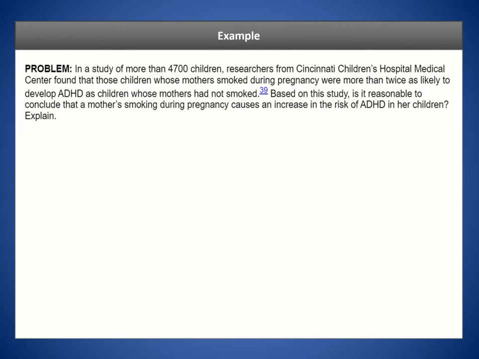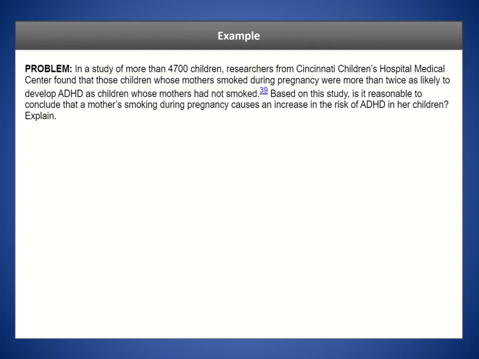In a study of more than 4,700 children, researchers from Cincinnati Children's Hospital Medical Center found that the children whose mothers smoked during pregnancy were more than twice as likely to develop ADHD as children whose mothers had not smoked. So they observed this by looking at a study. Based on this study, is it reasonable to conclude that a mother's smoking during pregnancy causes an increase in the risk of ADHD in her children? We want to be able to explain our response here.